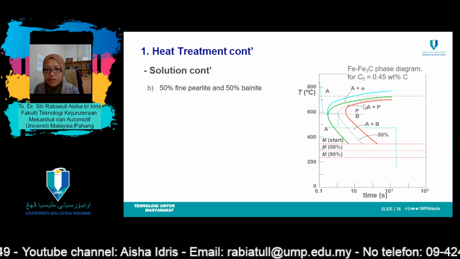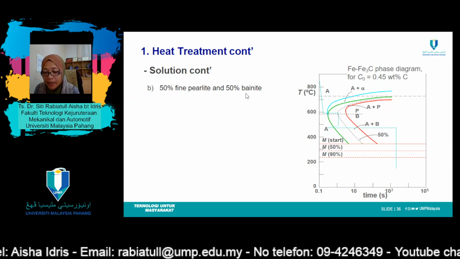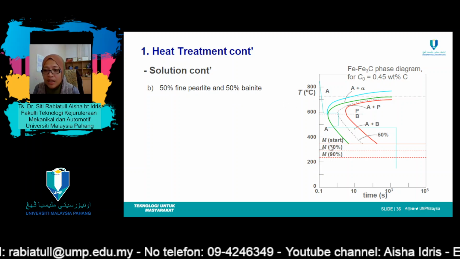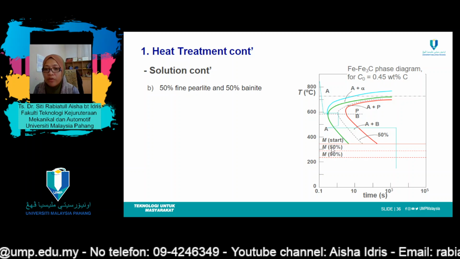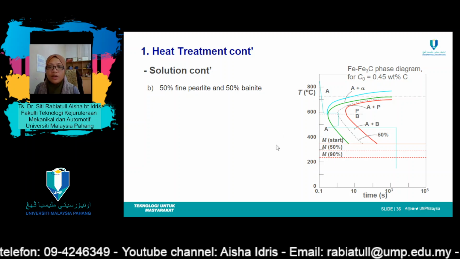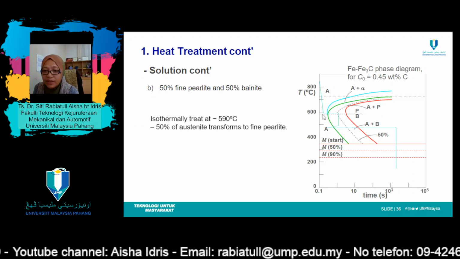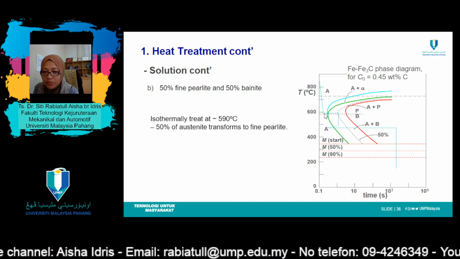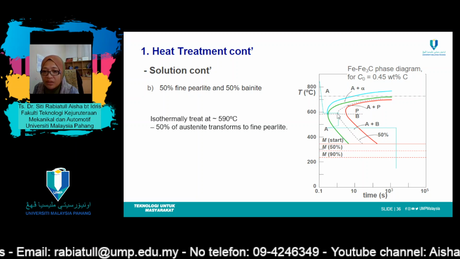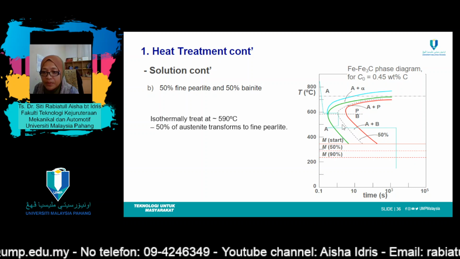Now moving to question B, 50% fine pearlite and 50% bainite. So this is how you draw. We know that this is the area where we want to achieve 50% pearlite and bainite. Isothermally treated from 950 degrees C, somewhere there. So you draw a line there until it reaches 590 degrees C, and then hold that temperature until it reaches 50% of pearlite. So this line represents 50% of pearlite.